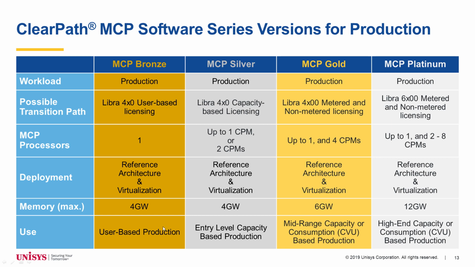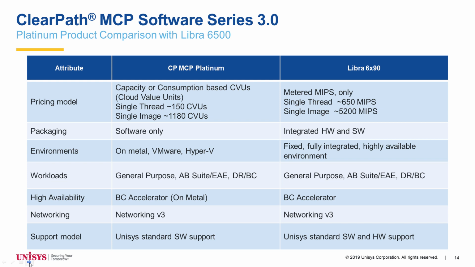This is our high-end capacity and consumption based product. When we compare it to the Libra 6000, we are now CVU-based for our consumption model, and the CVUs of a single thread are approximately 150, and single image would be approximately 1,180 CVUs. And this is directly comparable to the Libra 6500 systems, except now it's software only, whereas on the 6500 you have an integrated hardware and software platform that's completely supported by Unisys. That's an HA type of environment.